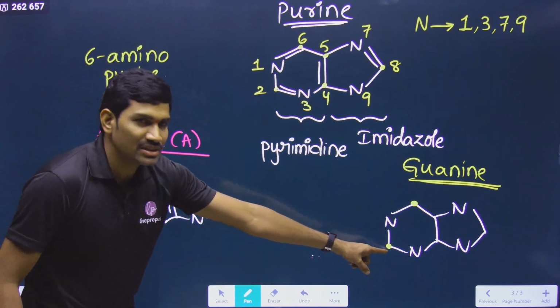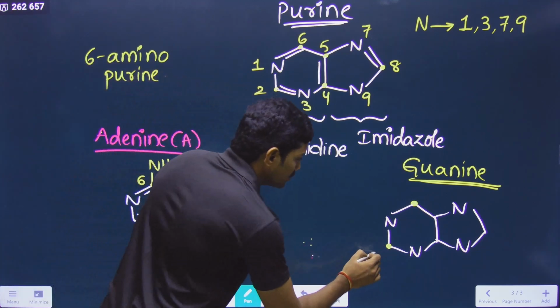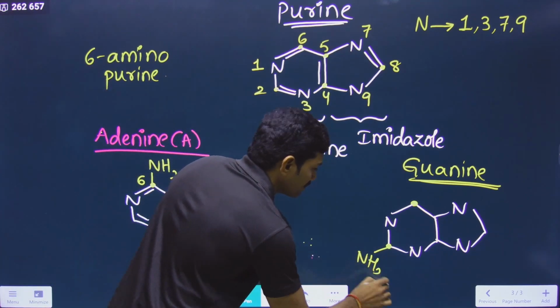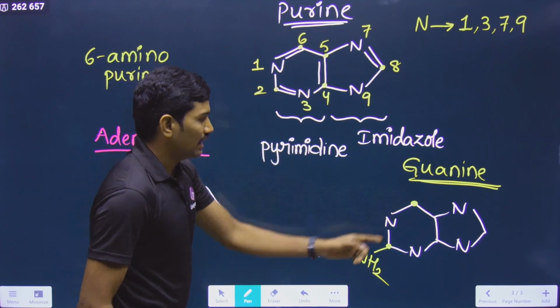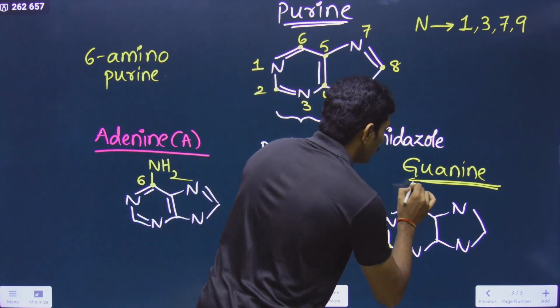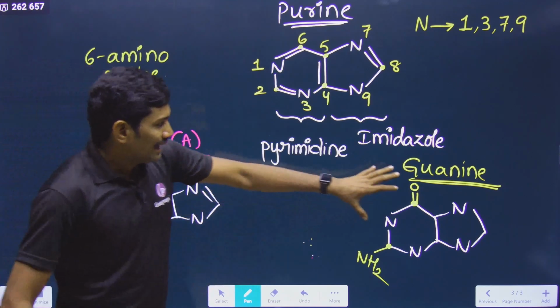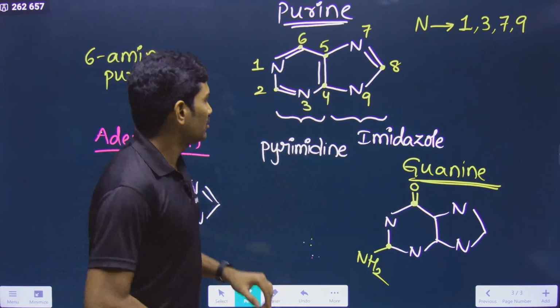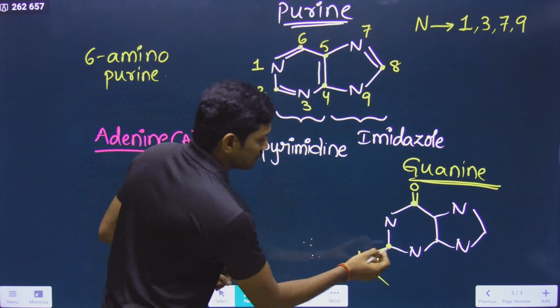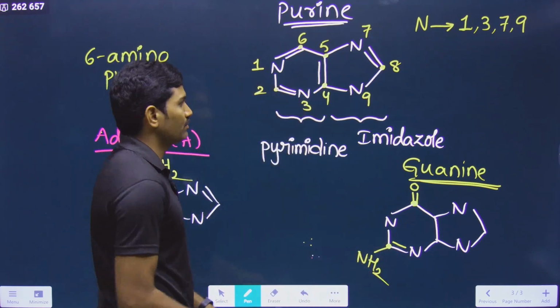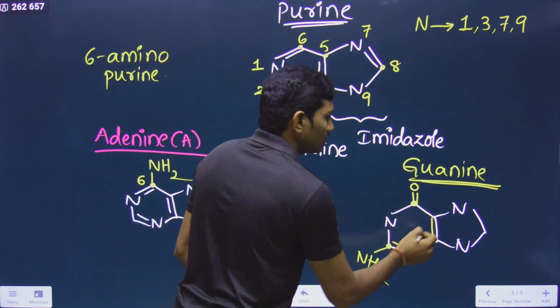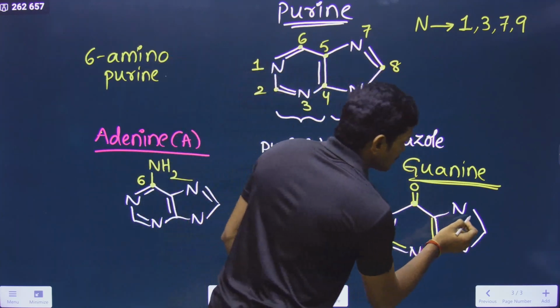What actually happens in the case of guanine here? At this position, NH2 is present. That means amino group is present. And at the sixth position, what happens? Double bond O is present. This is the small change. Now, according to this, you just keep the double bond. Now tell me, between the 2 and 3, can you keep double bond? Yes, you can keep double bond, no problem. Between 4 and 5, yes, you can keep the double bond. Between 7 and 8, yes, you can keep the double bond.